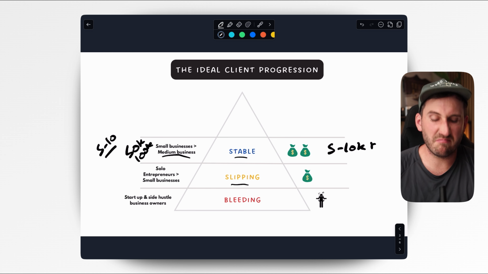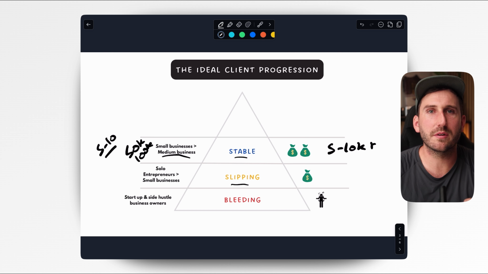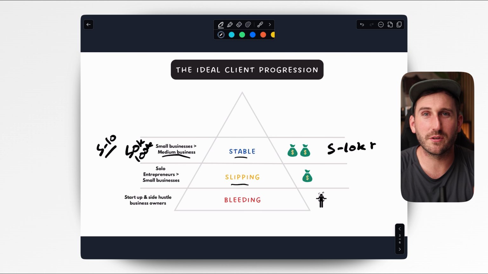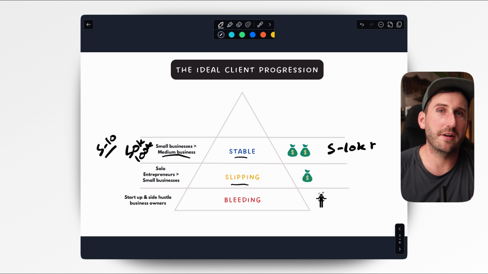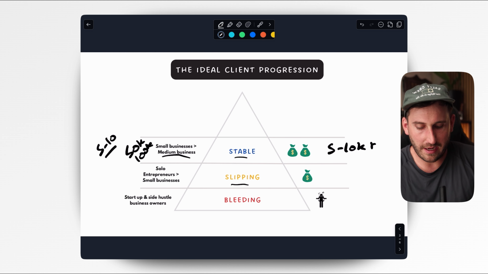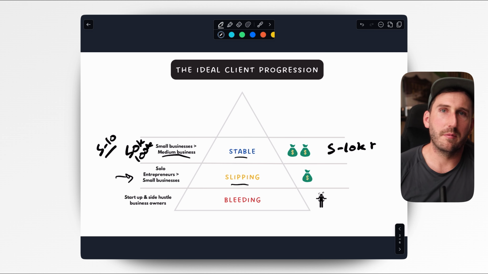And these are typically your favorite ones to work with because they see the value of video, they have the money to invest in it, and they also have the resources to be able to provide that video legs. And what I mean by legs is they can actually post on social media, they've got a marketing team, and they're a little bit easier to work with compared to the slipping type of market.